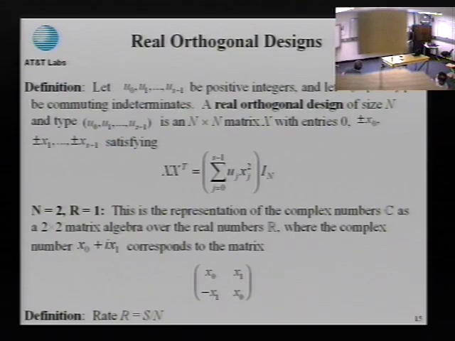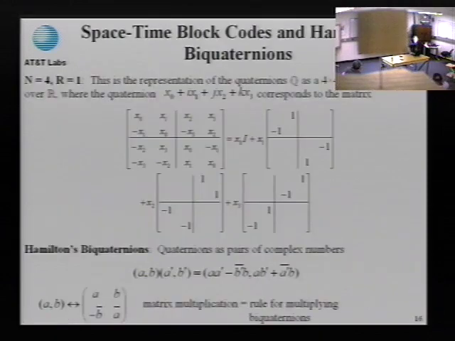So if you think of x0 plus ix1 as this matrix, the rule for multiplying together complex numbers is just the rule for multiplying together matrices. Okay? So even though you perhaps didn't know, you were actually already familiar with this. So now we did the complex numbers. The next thing we do, of course, is the quaternions.